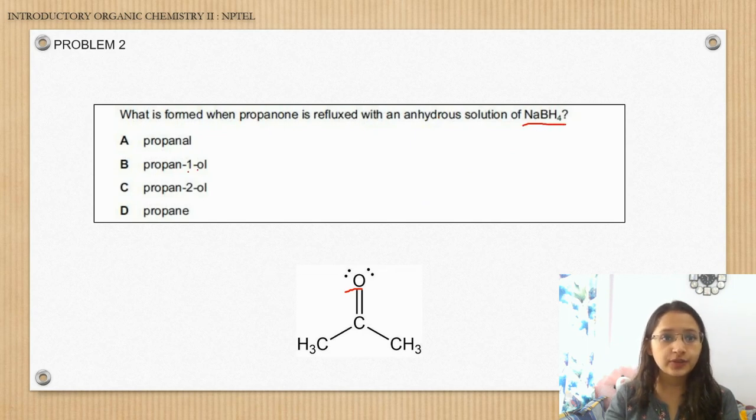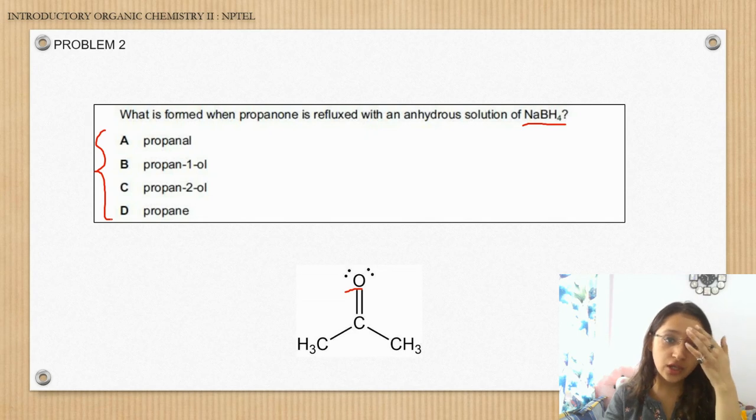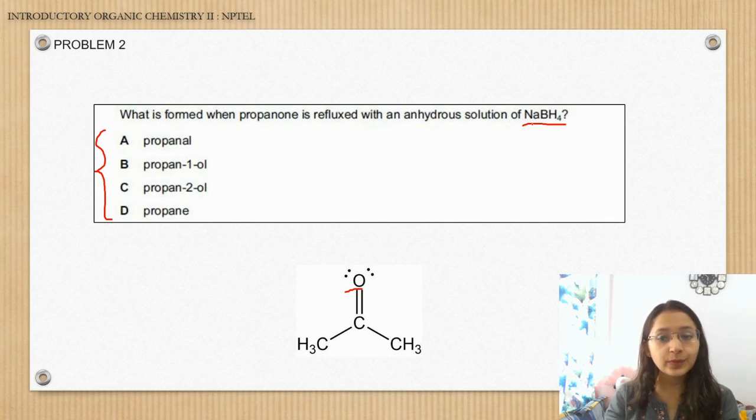So the options are propanol, propan-1-ol, propan-2-ol, propane. For answering this, you have to know the IUPAC nomenclature, right? Which we have studied previously. So guys, first of all, look at this. This is a reducing agent. Now, how will it reduce a ketone?